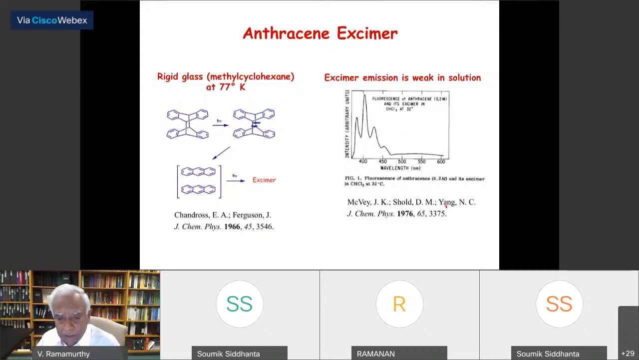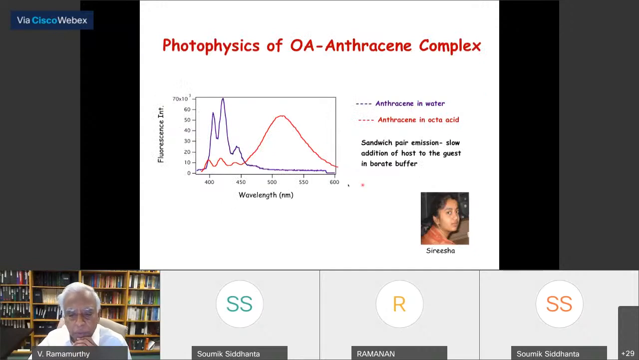Okay, now what we did was we took anthracene in water. We are not talking about anthracene in chloroform or benzene or any of these, in water, and you get this emission. Whatever this emission is, this looks like a monomer emission from anthracene. And then we added the octacid to water. And immediately what you see is a very strong, broad emission, which is characteristic of excimers. This was done by Sirisha, who was a PhD student at that time. She graduated almost 15 years ago.